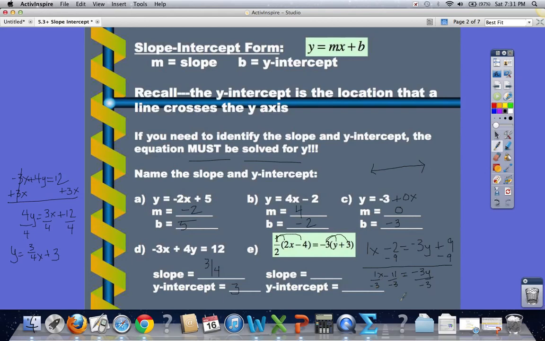So y will be equal to -1/3 x plus 11 over 3. That's what y is equal to. All right, so in this case, whatever's next to your x is your slope. So our slope in this case is -1/3. And then our y-intercept is going to be 11 over 3. Very simple.